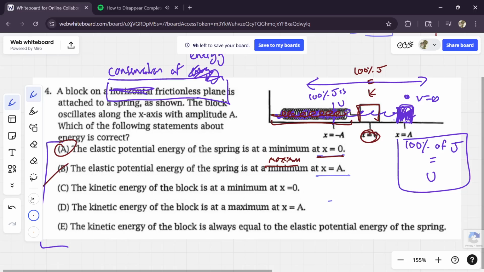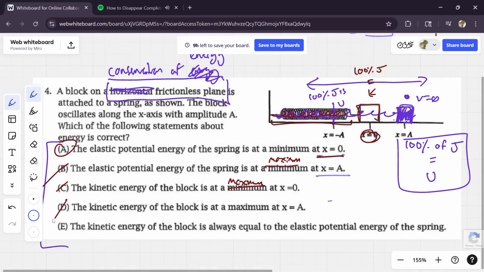Answer choice C is actually just the opposite of A. This would again have to be maximum for it to be correct, but essentially the kinetic energy is at its highest when there's no spring energy impeding on it. And at x equal to 0, there is no spring energy. So all of the energy again has to be kinetic, which means this would have to be maximum.